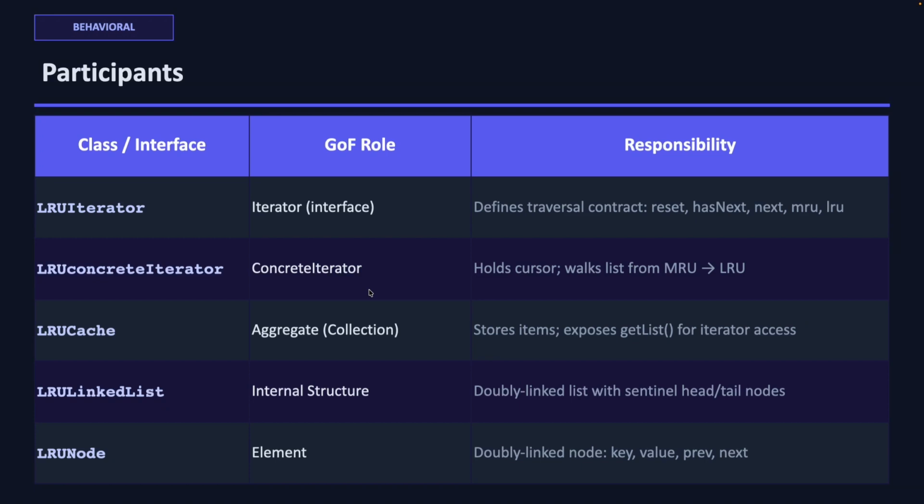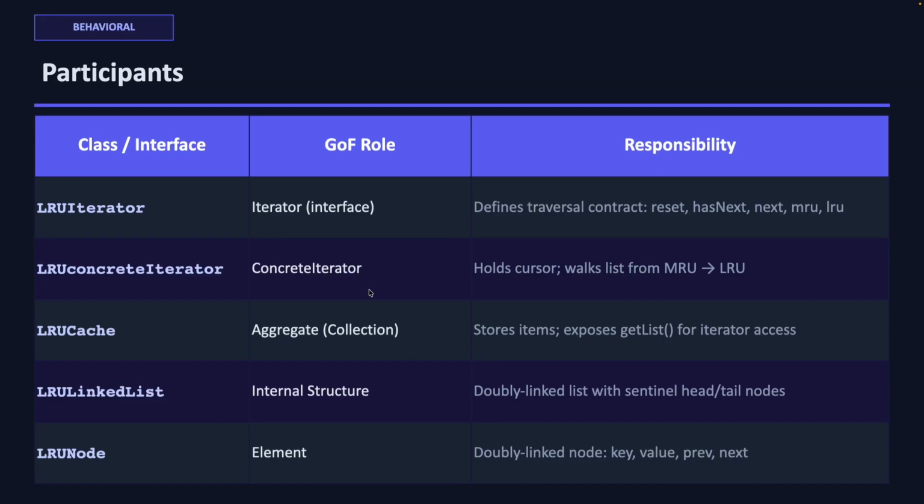We have the participants table. LRU means least recently used. This is going to be explained more within the demo that we have. MRU means most recently used. If you look from the top down, the LRU iterator is the interface that we're working towards. It defines the traversal contract. It has reset, hasNext, MRU, LRU, and then underneath that is the concrete iterator. It's going to hold the current cursor, and it's going to implement all of the pointer following logic.